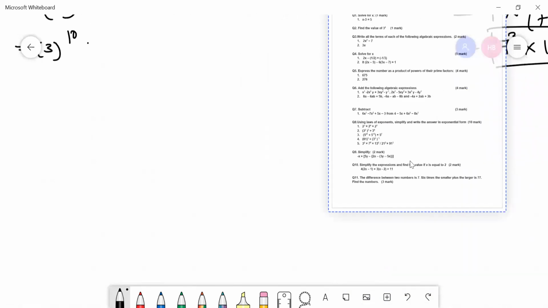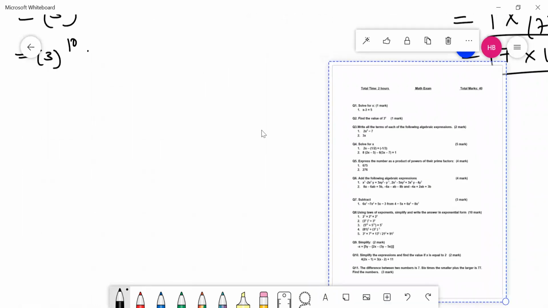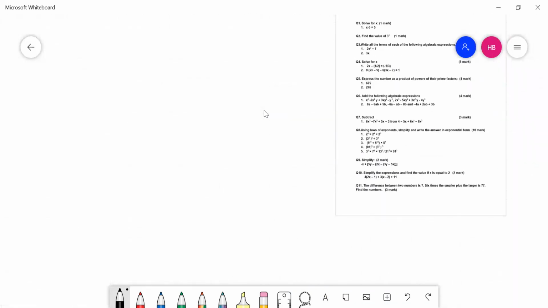Question number 10 says simplify the following expression and find the value if x is equal to 2. So in this question, guys, you had to first simplify it and then put the value of x as 2. You will get full marks only if you have simplified this. What do I mean by simplification? It means you have to open the brackets, simplify it, and then put x as 2.